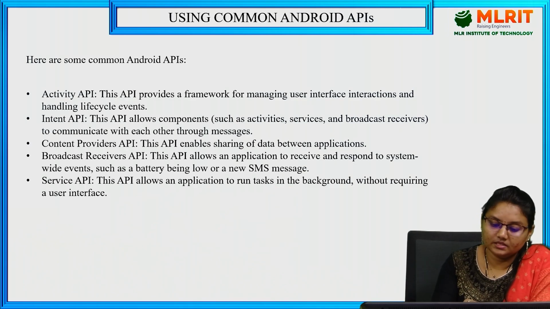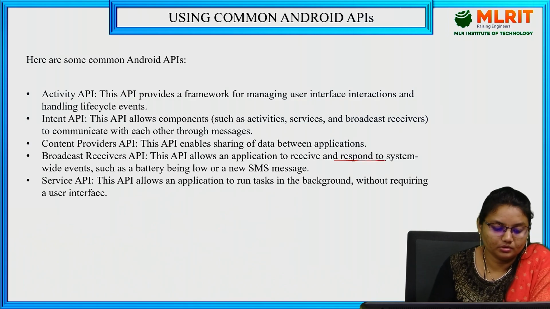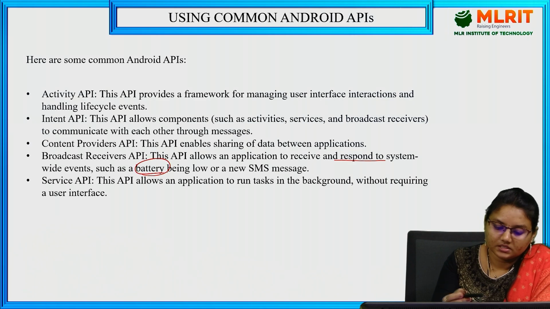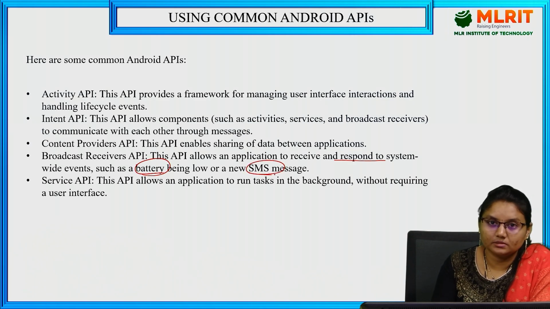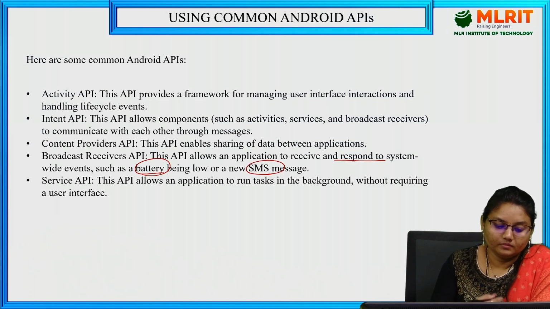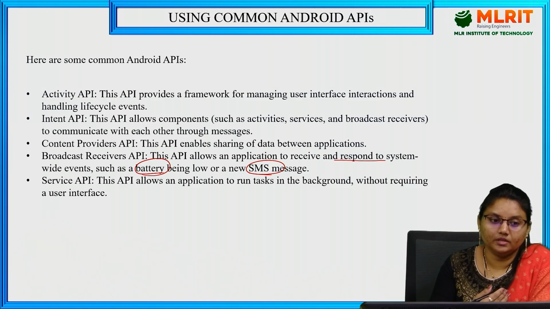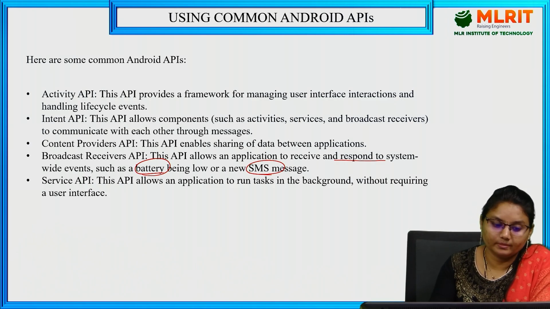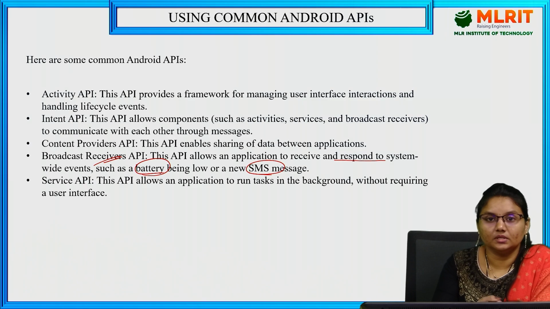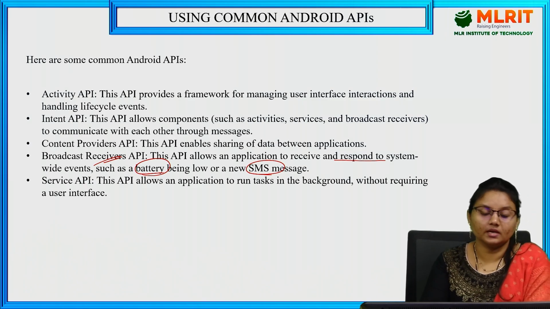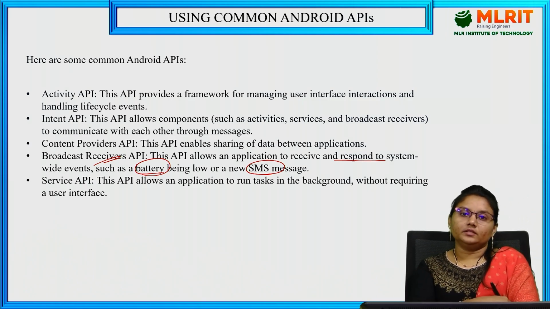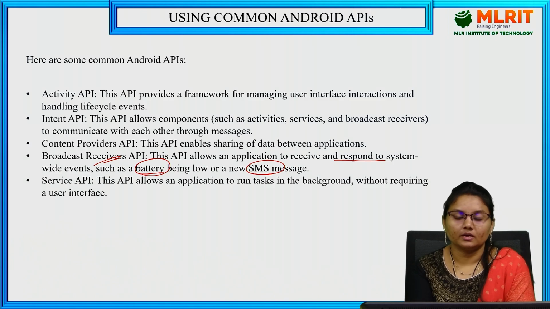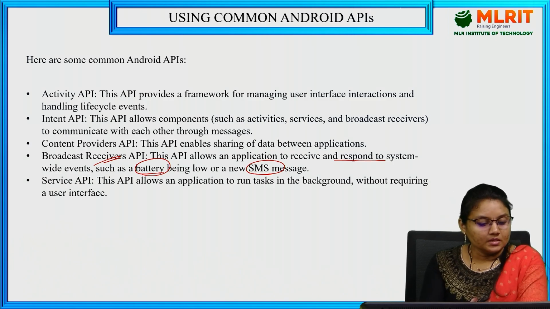Similarly, broadcast receiver API, for the application to receive and respond to system-wide events such as battery being low or a new SMS message, whatever information you are getting. Suppose you are working with the internet and your internet connection is lost, then it has to give you some message. That's a broadcast receiver. It is sending the message saying that your internet connectivity is disabled or lost, like that.